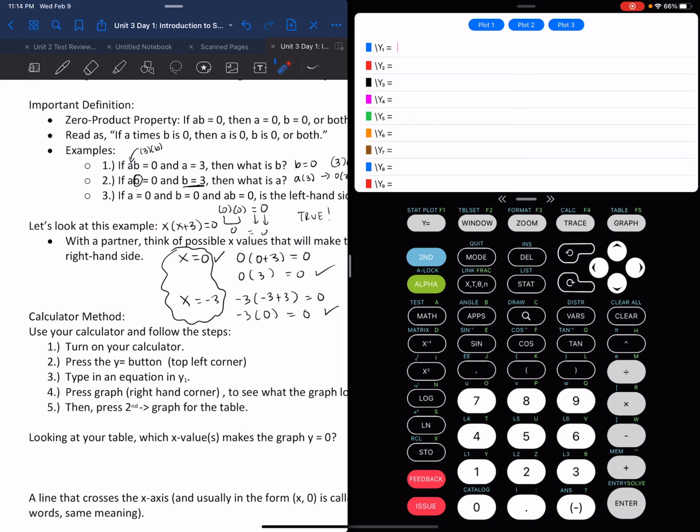Okay? And now it says, type in the equation. That's exactly what we did. Now we're going to press the graph button. Why am I pressing the graph button? It is because I want to take a look at what the equation or the function looks like. I want to look at what the function looks like. So this is our function.